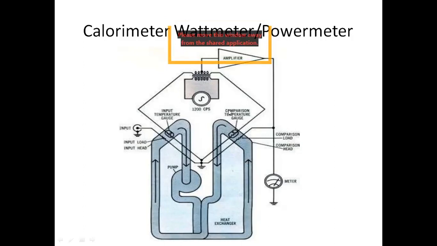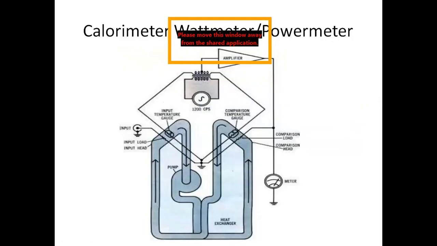The temperature difference in the comparison temperature gauge is then dissipated to the comparison load, and from the comparison load and comparison temperature gauge, the values are amplified and measured using this watt meter, that is, the power meter. This is how we measure high power microwaves using the calorimeter watt meter technique. For medium power we use only the calorimeter technique. For high power we use both the calorimeter and watt meter technique.